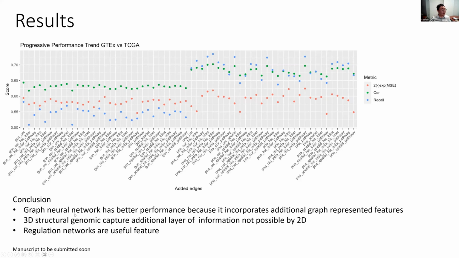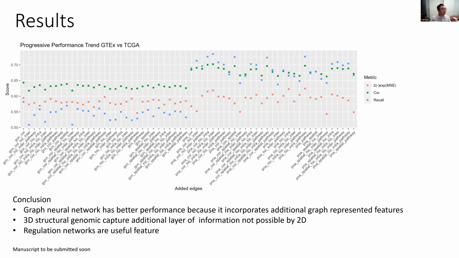So the conclusion is the graph neural network performs better because it can incorporate additional graph representation features. And 3D structural genomics captures an additional layer of information not captured by 2D. The regulation network, where we input pathway information, also provides useful features for building this gene-to-gene connectivity network. This manuscript we're preparing, we're near the end of it. If you have any suggestions, please let us know. Additionally, we also tried other regulations such as transcription factor regulation and RNA binding protein activity regulation, but those had less effect, so we did not include them in this study.